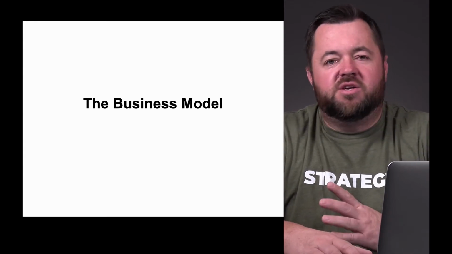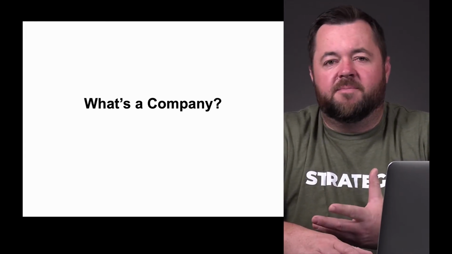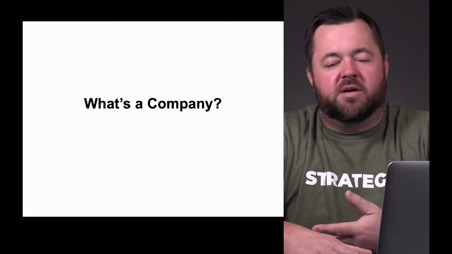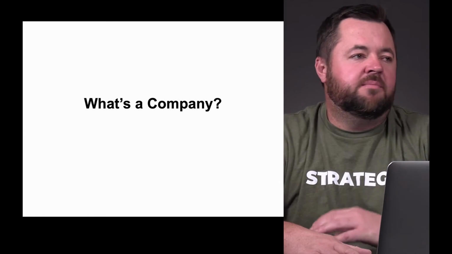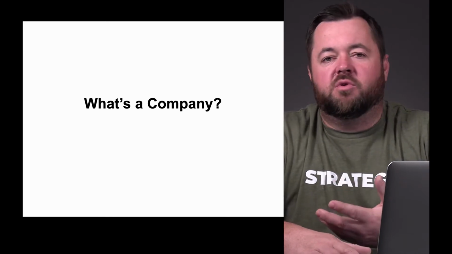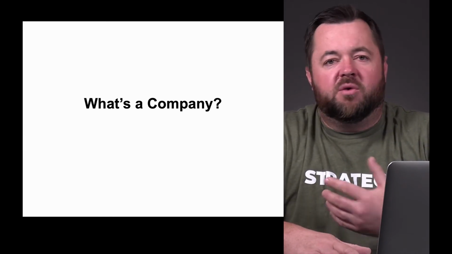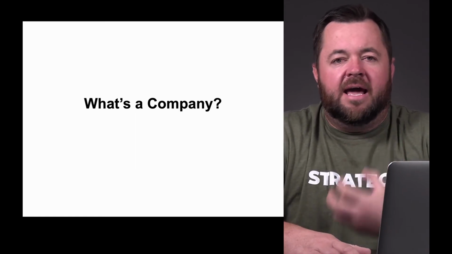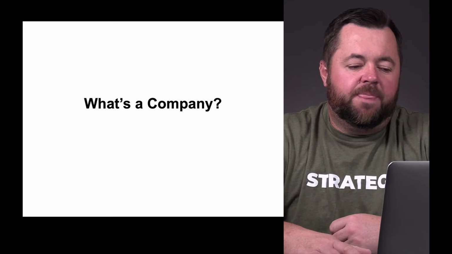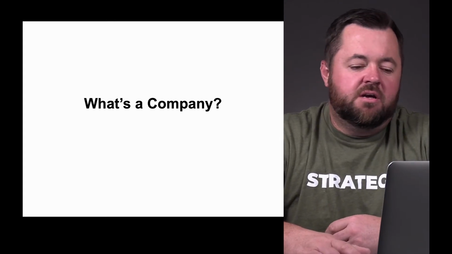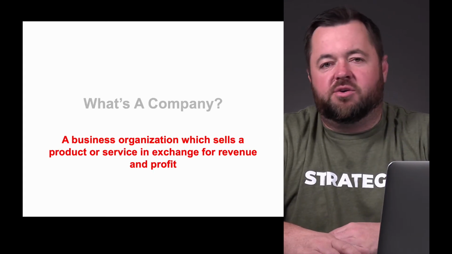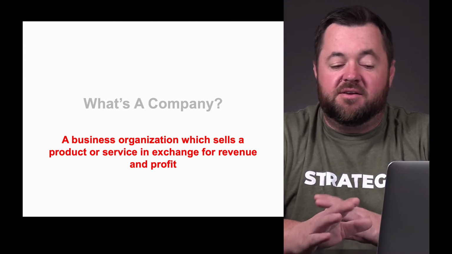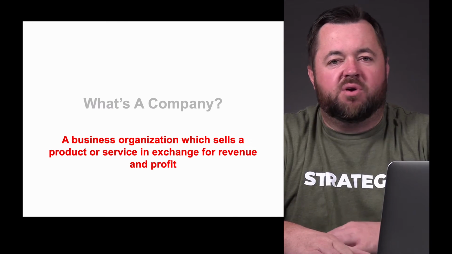So the first question is, what is a company? When we think about a company, what makes a company different than any other type of organization? Your soccer team, your community group that you belong to, maybe a religious group. What is the difference between an organization and an actual company? So a business organization is one that sells a product or service in exchange for revenue and profit. Now there's some key words in there, revenue and profit.